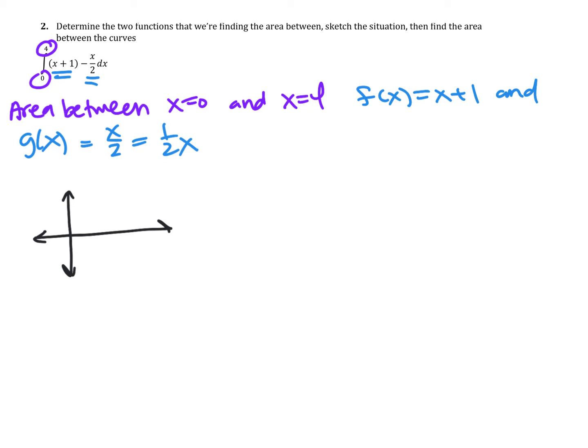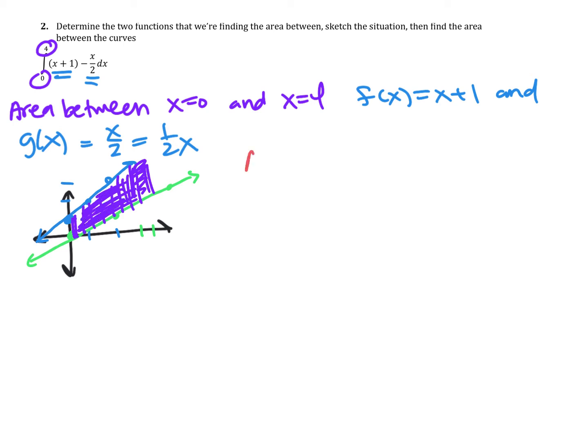So y equals x plus 1, or f of x equals x plus 1, has a y-intercept of 1 and a slope of 1. So we're going up 1 and over 1. And then, what was our other one? 1/2 x has a y-intercept of 0, up 1 over 2, up 1 over 2. So the key thing in this problem is that we are being told that we are integrating, we're finding the area between x equals 0 and x equals 4. So even though it's not a bounded area, we are given limitations to talk about this area right here.